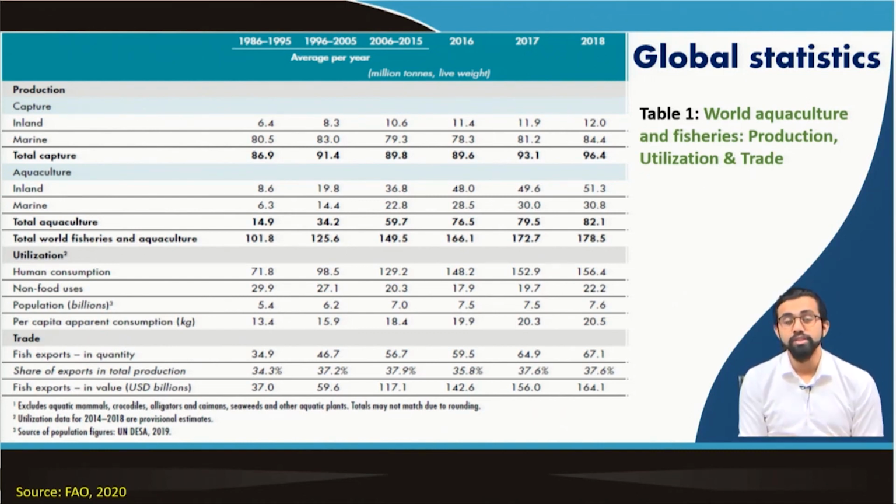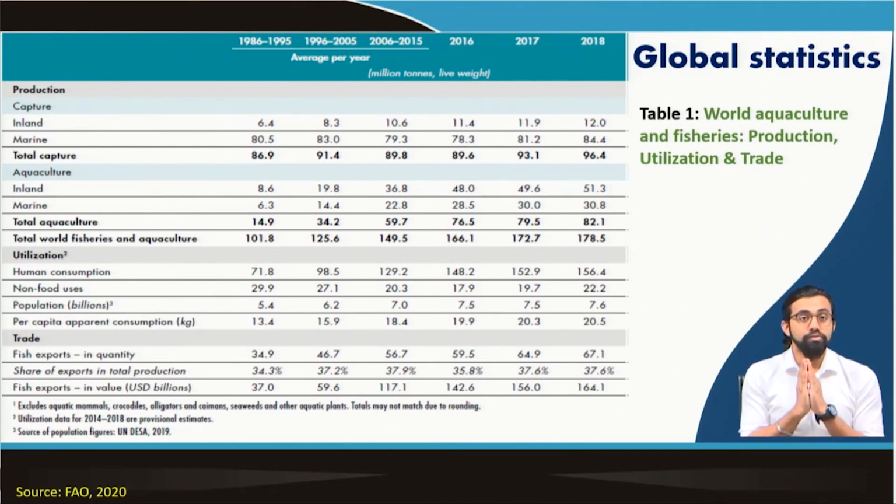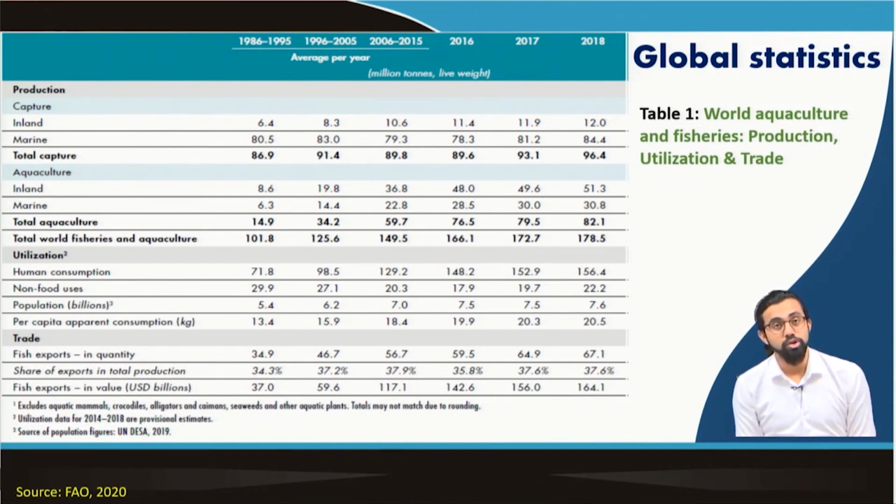The total world fisheries and aquaculture contribution right now is almost 180 million ton. Out of that, if you think about human consumption, almost 156 million ton out of 178 is for human consumption. Non-food usage is almost 22.2.